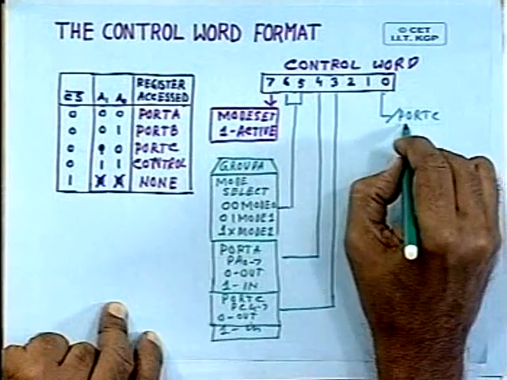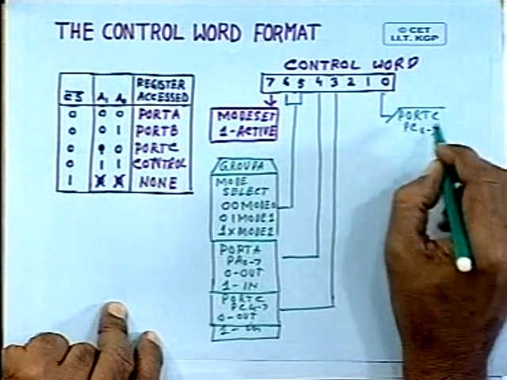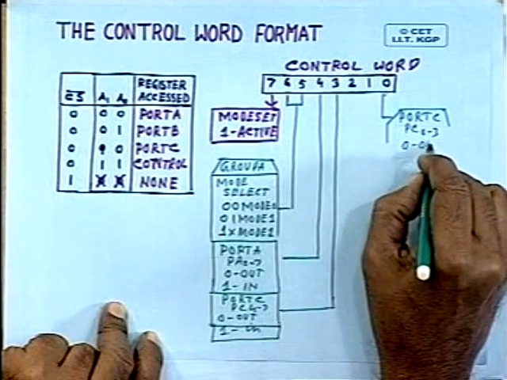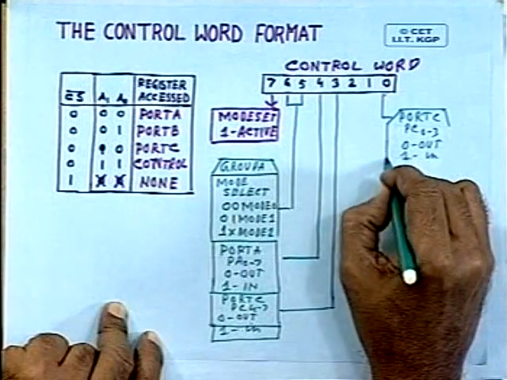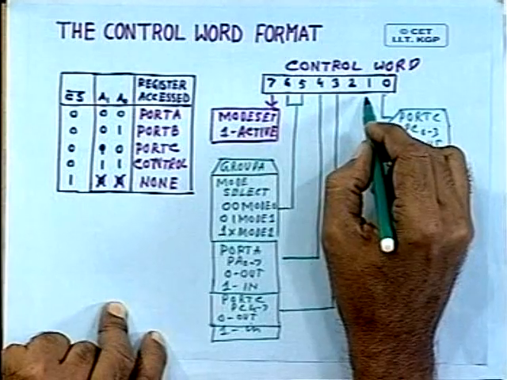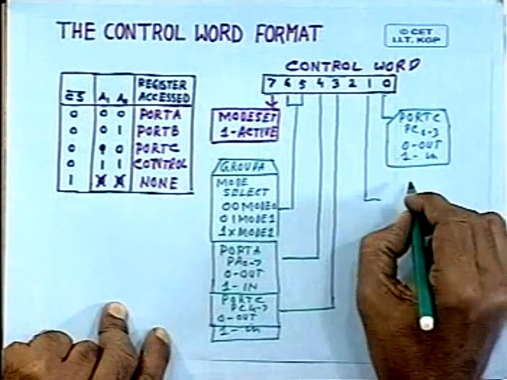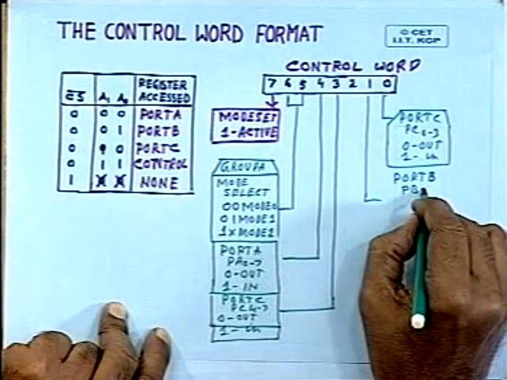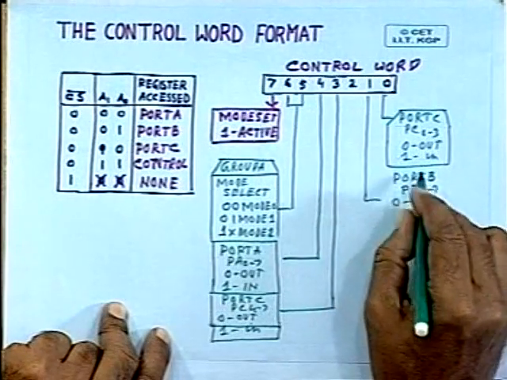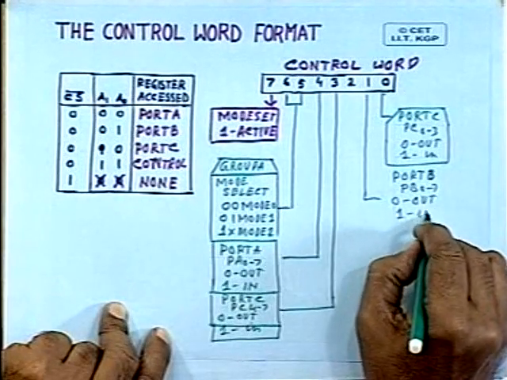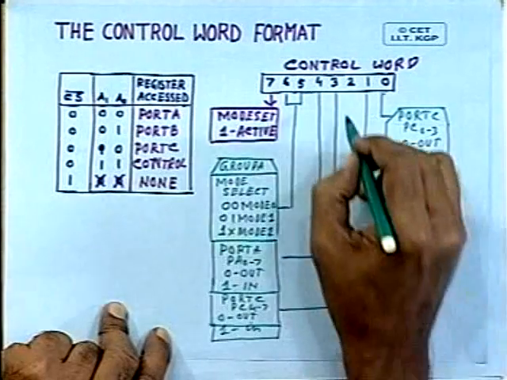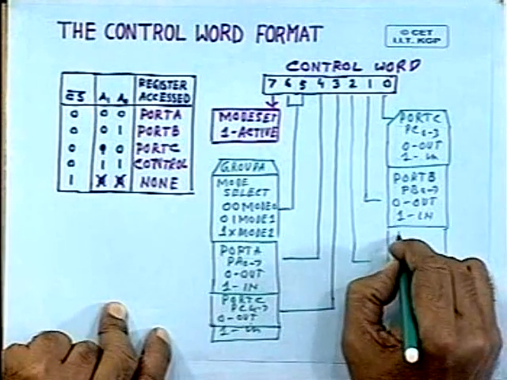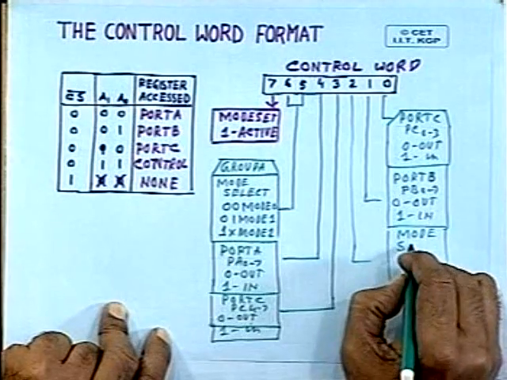Port C, that means PC 0 to 3, the direction of these ports can be decided with the help of this bit 0, and whenever it is 0, then it is out, and whenever it is 1, then in. And bit 1 is used to decide the direction of port B, that means PB 0 to 7, here also 0 for out and 1 for in. And the last bit, bit 2, will control the mode of operation. That means mode select can be performed with the help of this bit.